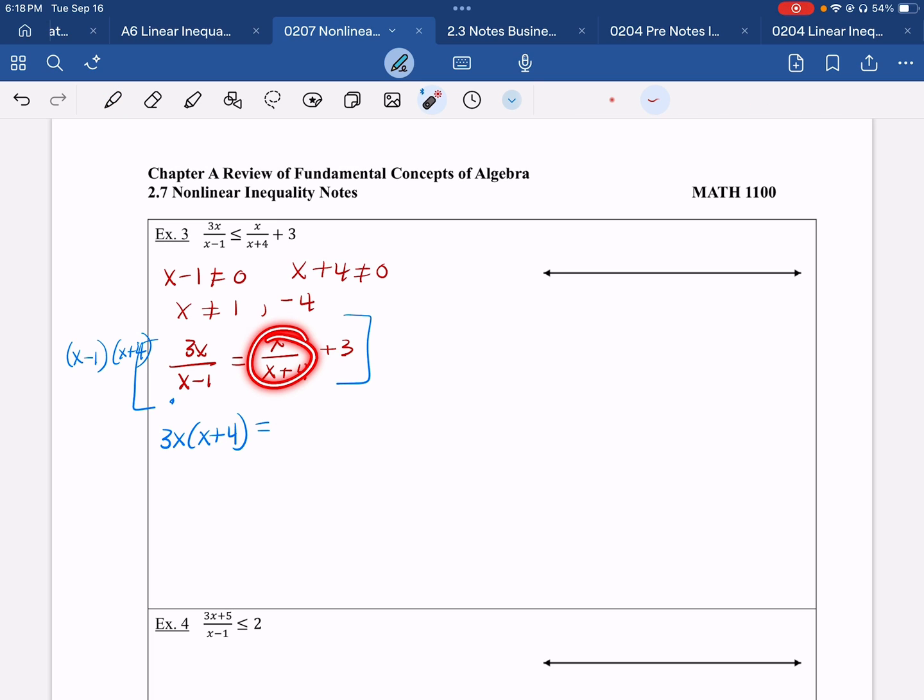This one has the x plus 4, so it needs the x minus 1. So it's x times x minus 1. The next one, the 3, doesn't have any of them, so it needs both of those. So plus 3, x minus 1, x plus 4.